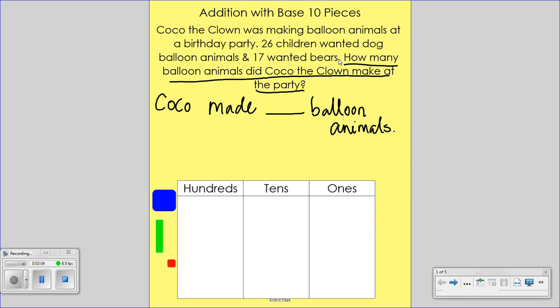So what we're going to do is you are going to be using your hundreds chart that's on your desk to help you make these numbers. Okay. Go ahead and get out your counters as well. I know I told you not to, but we're going to use those counters today as ones.